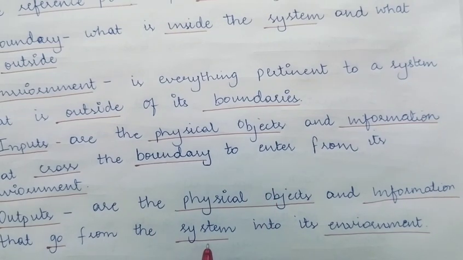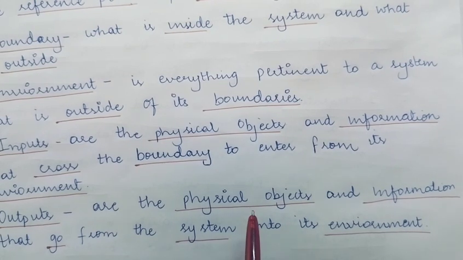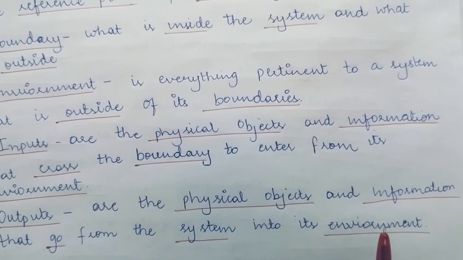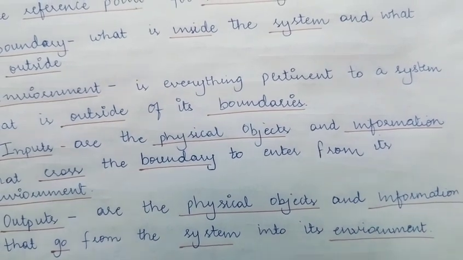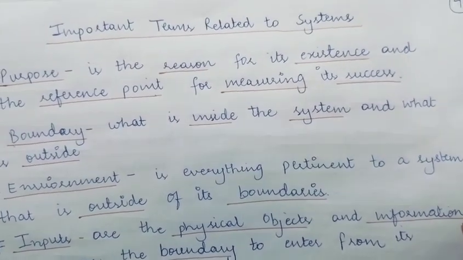So these are the physical objects and information that are going from the system, that are crossing the boundary of the system and going where? Into its environment. Obviously again they have to go to a relevant place. They cannot just go anywhere. They have to go to the environment of the system. So these are all the terms related to the system.